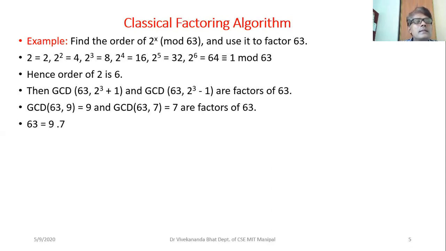So hence GCD of 63 comma 2 to the power of 3 plus 1 and GCD of 63 comma 2 to the power of 3 minus 1 are the factors of 63. So you can easily compute GCD of 63 comma 9 is 9 and GCD of 63 comma 7 is 7. These are the factors of 63.